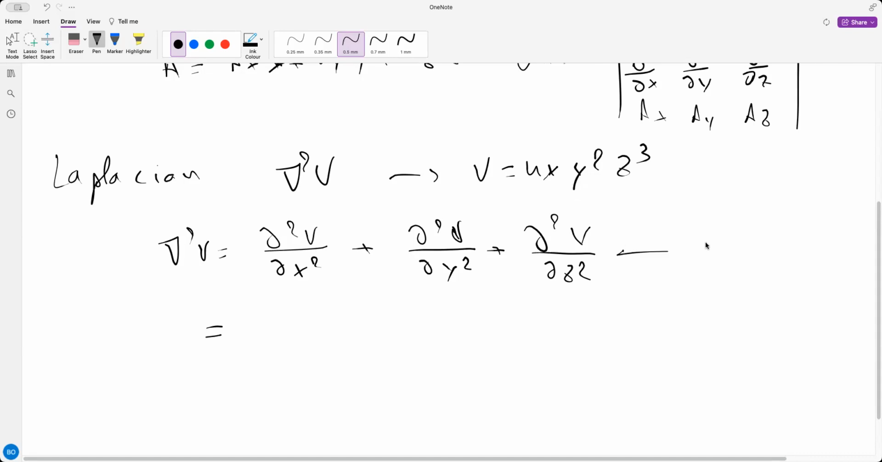So let's go to something else. The last thing I wanted to show, let me see, yeah, I wanted to mention three things. This you can easily do yourself. The second derivative with respect to x, for example, will be 0. The second derivative with respect to y will be 4x z cubed, and so on.